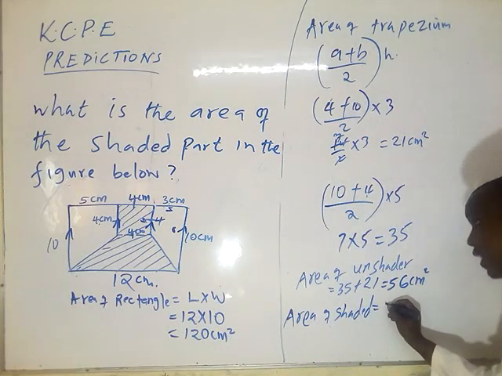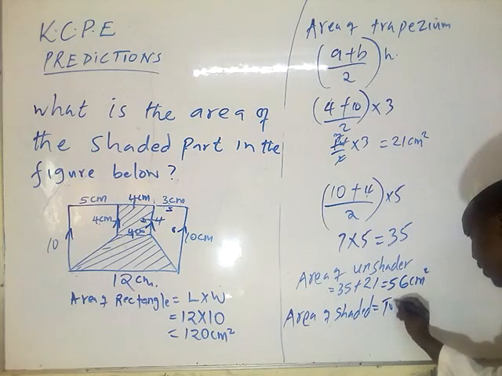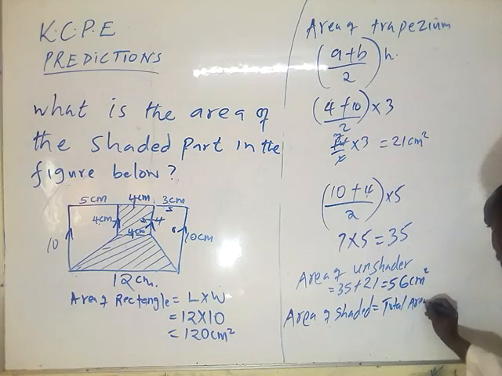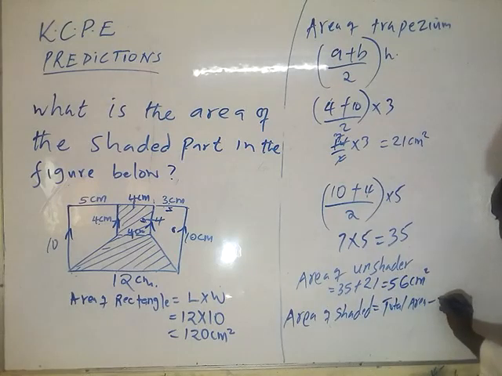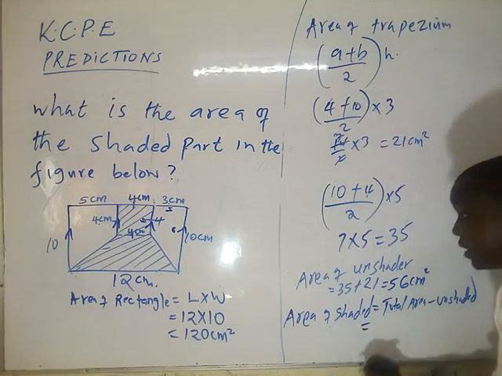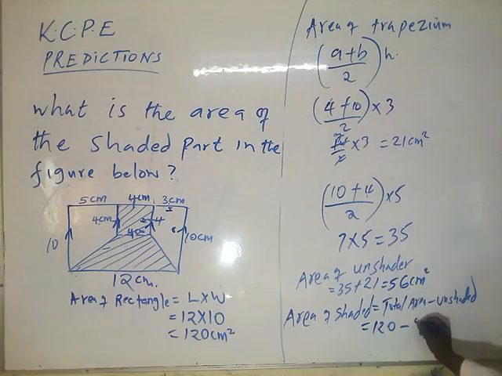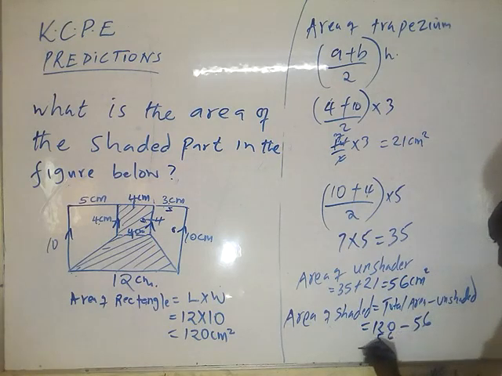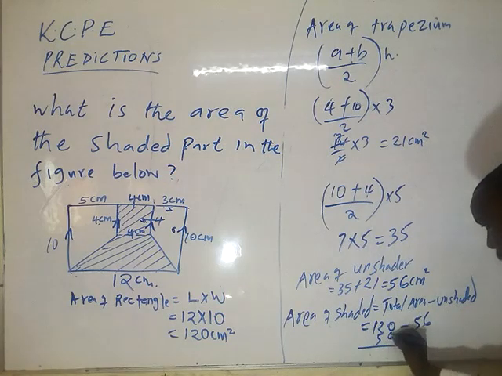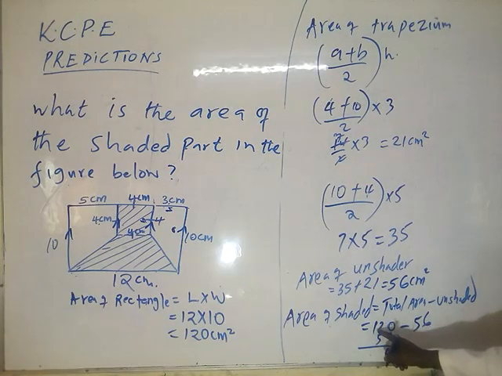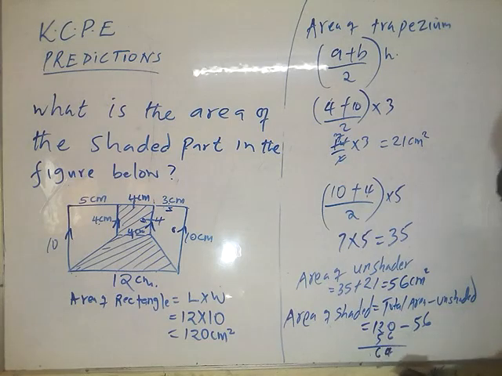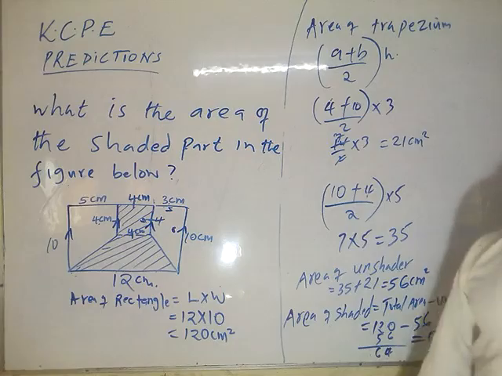area of shaded is equal to the area of the entire rectangle, the total area, minus unshaded. Now, the entire was 120 minus 56. So minus 56 here, borrow 1 here, this one will give you 4. Here we have 11. 11 minus 5 is 6. So the area of the shaded is 64 centimeters square.